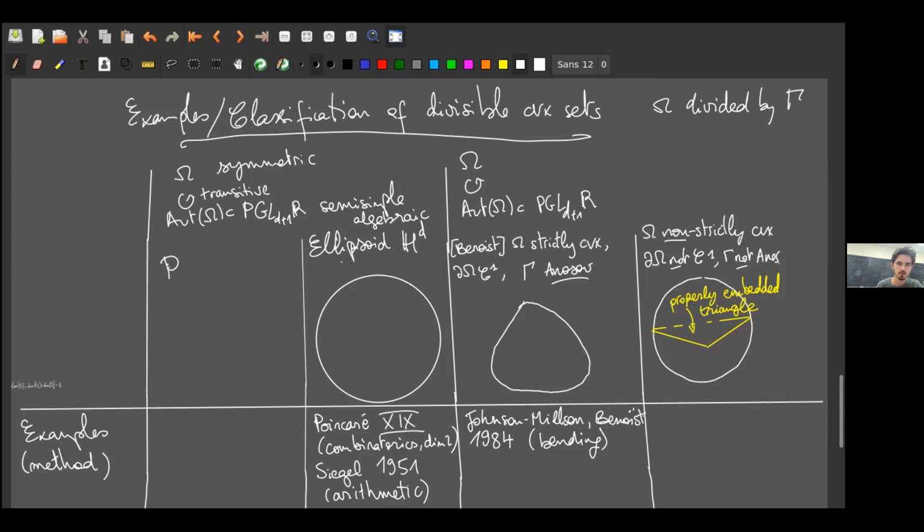Typically, the example I was referring to is the projective model of the symmetric space of the group SL(n,R). And there are also examples with SL(n,C), or SL(n,quaternions), or SL(3,octonions). Here, the fact that those examples are divisible is due to Borel in '63 using arithmetic methods.